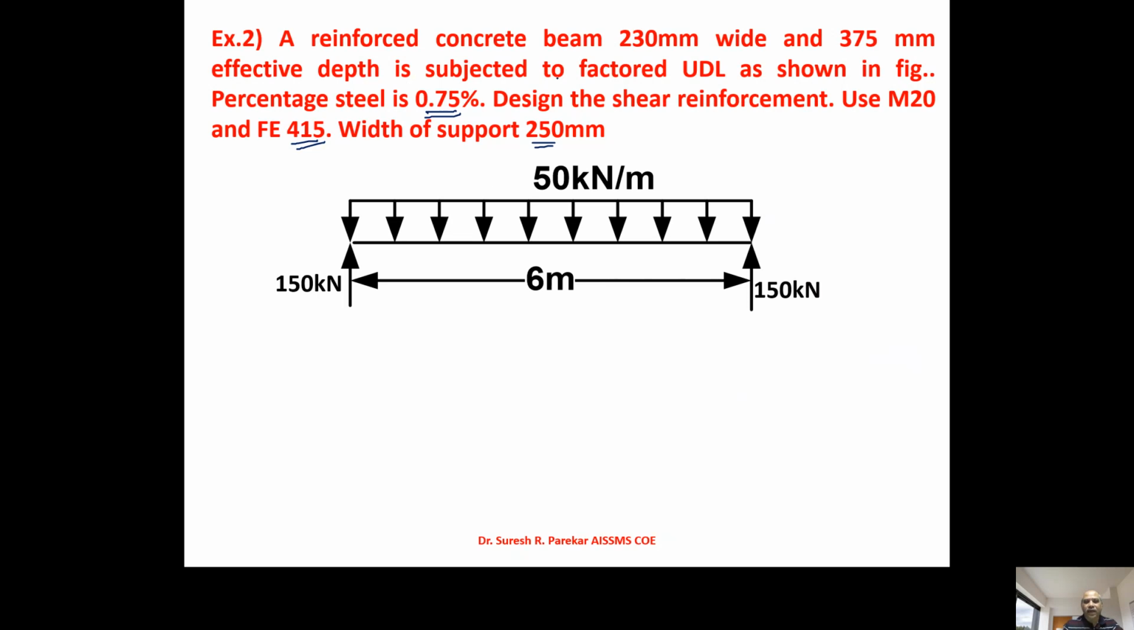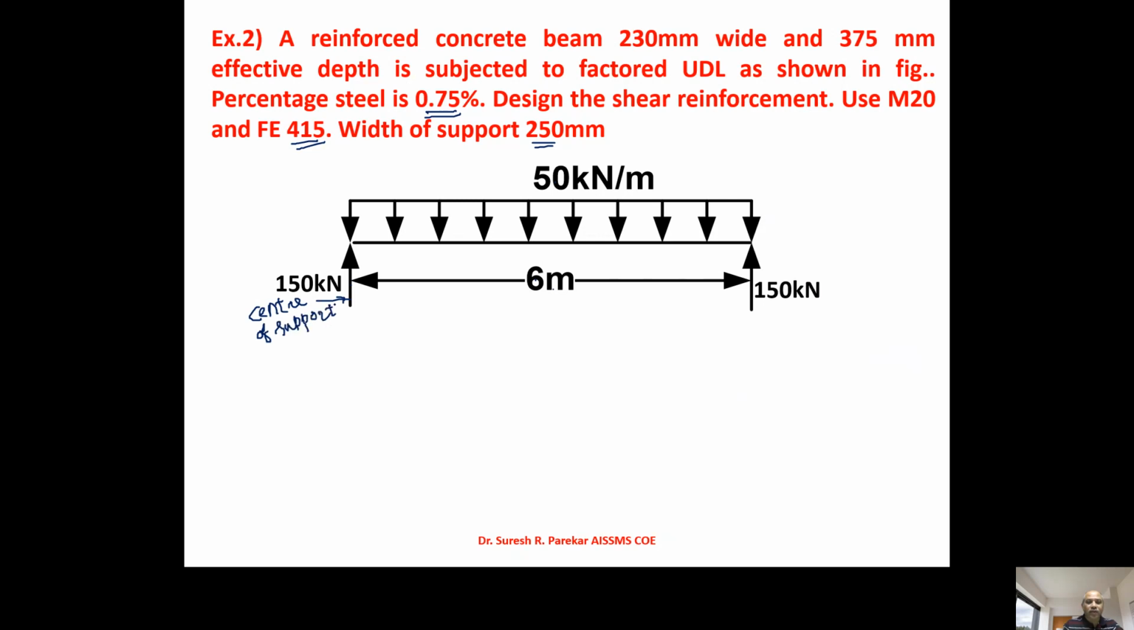Now you can see we have this UDL given, and the span is 6 meter. So we can say 50 into 6, 300 kilonewton. So the reaction we have is 150 kilonewton. Keep in mind this reaction is at the center of the support.